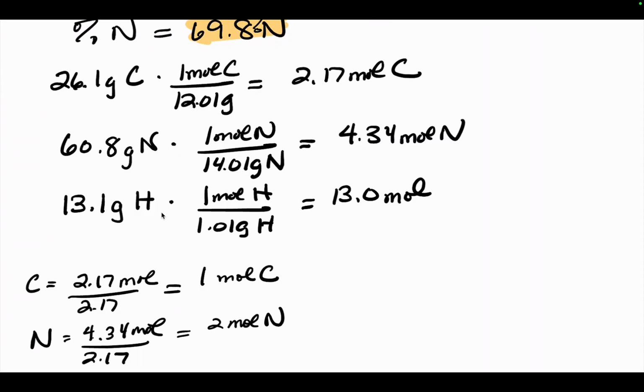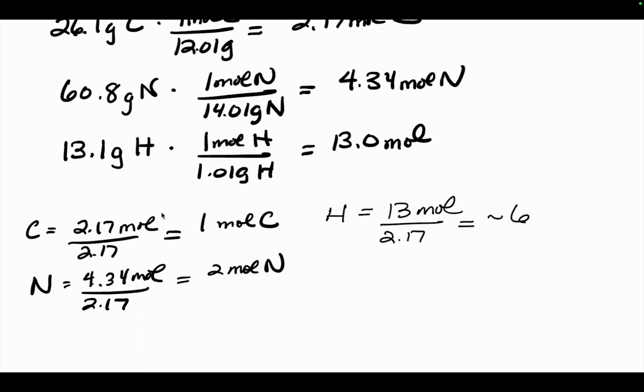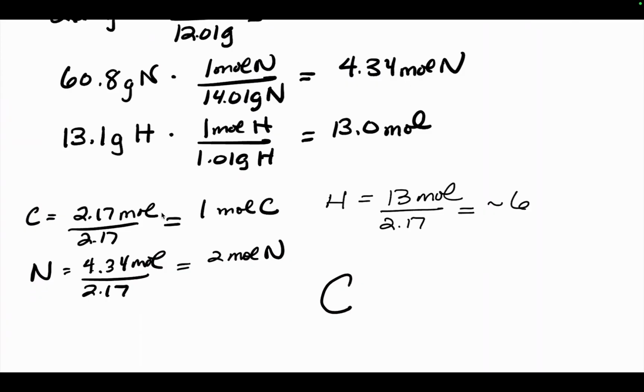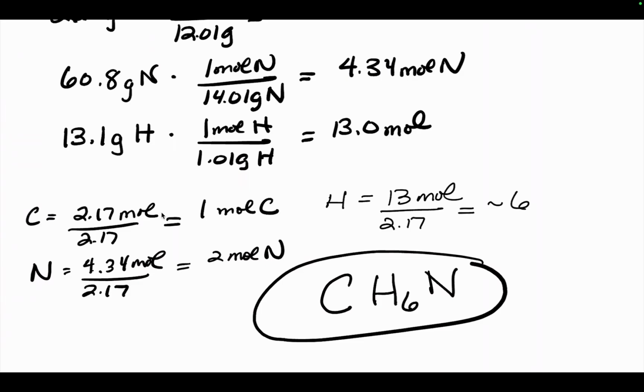Lastly, we'll do hydrogen, which is 13 moles over 2.17. This one is like 5.99, but close enough to 6. So our empirical formula is just going to be CH6N2. I hope that helps you with combustion analysis questions.